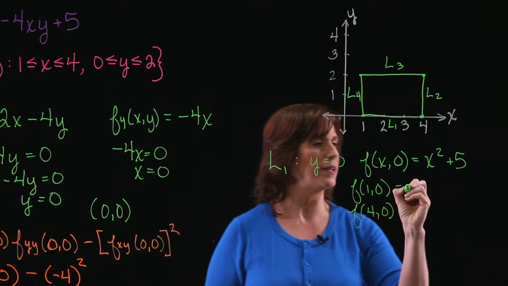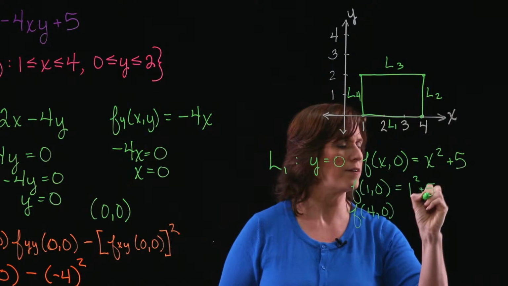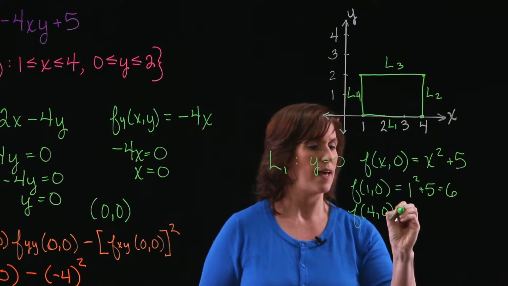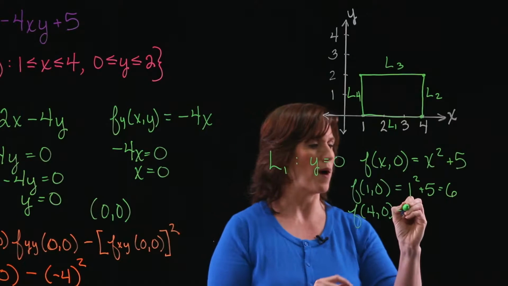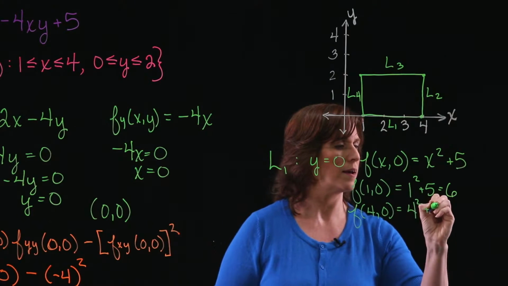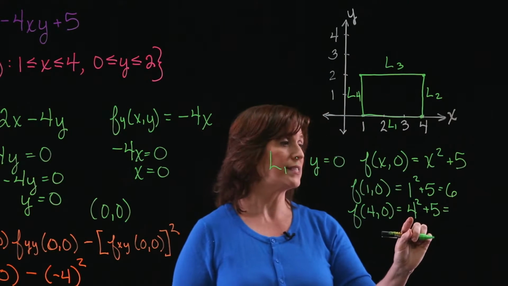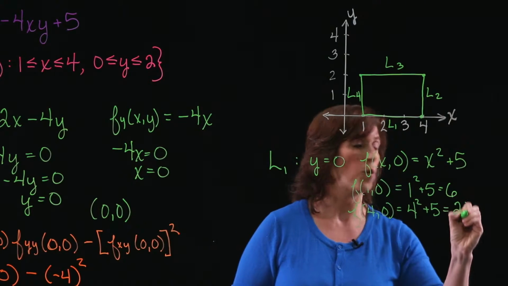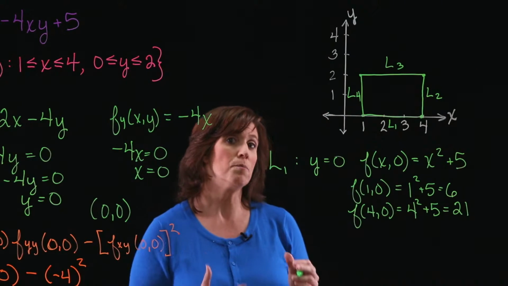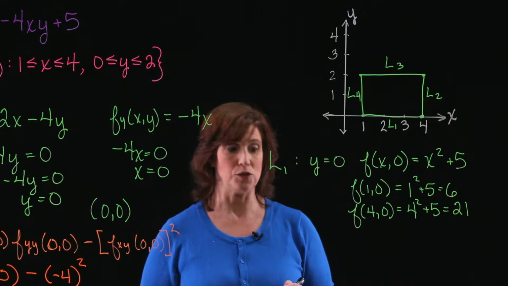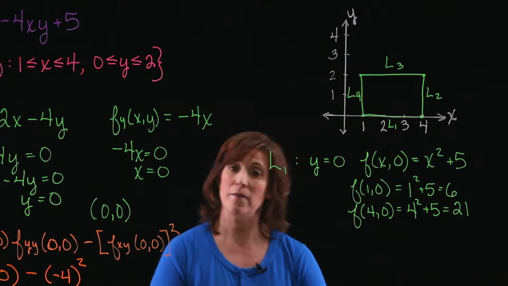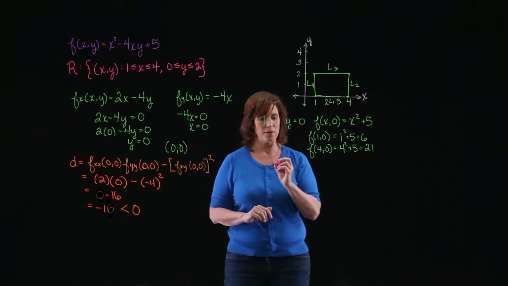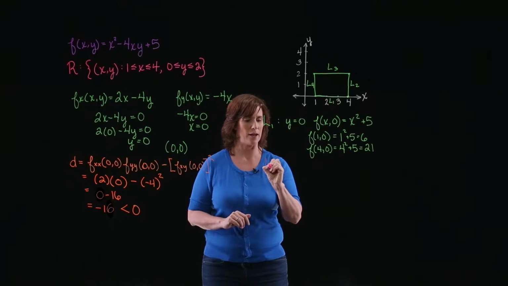And at (1, 0), I'm going to get 1 squared plus 5, which is 6. And at f of (4, 0), I'm going to get 4 squared plus 5, which is 16 plus 5, or 21. So those are possible absolute extrema. But I've only checked one of my boundaries. So now I have to see what happens at L2.